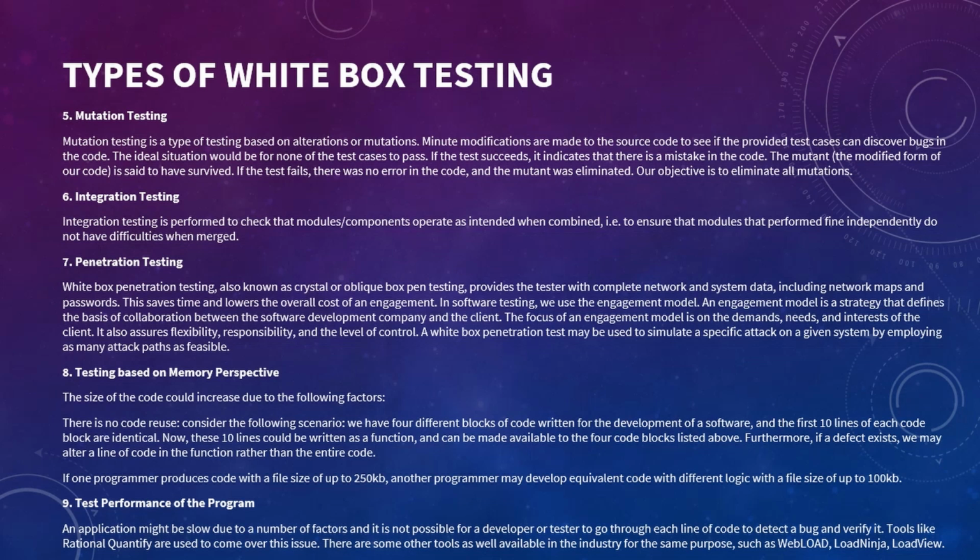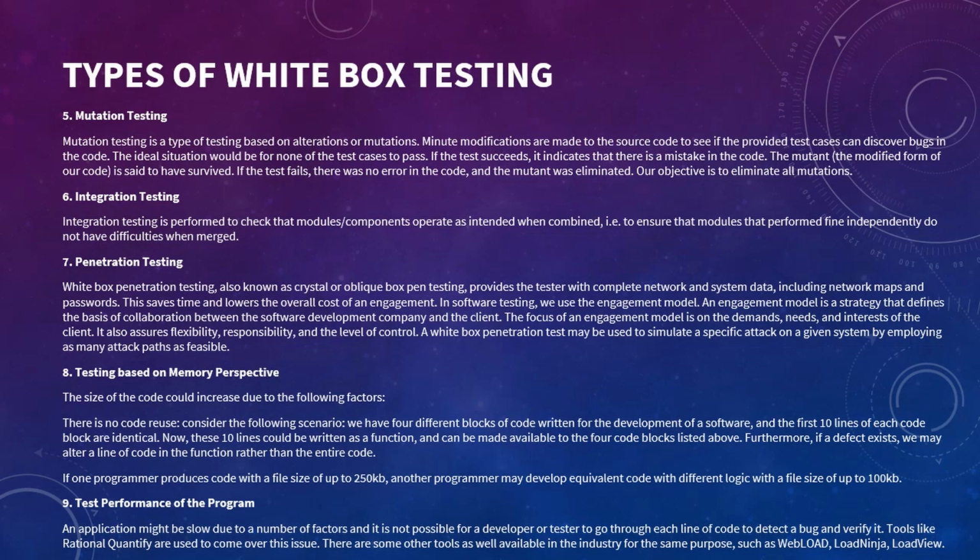7. Penetration testing. White box penetration testing, also known as crystal or oblique box pen testing, provides the tester with complete network and system data, including all network maps and passwords. This saves time and lowers the overall cost of an engagement.